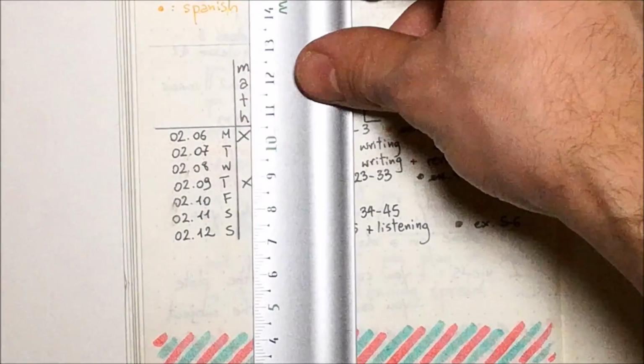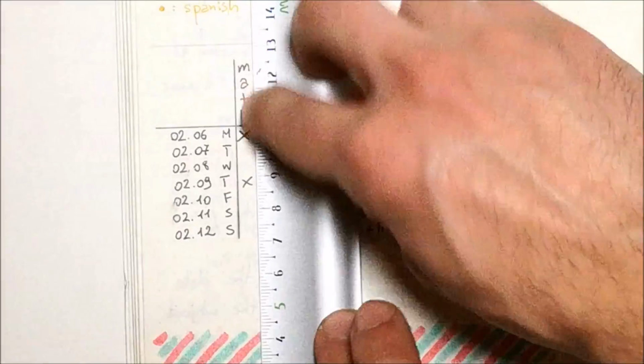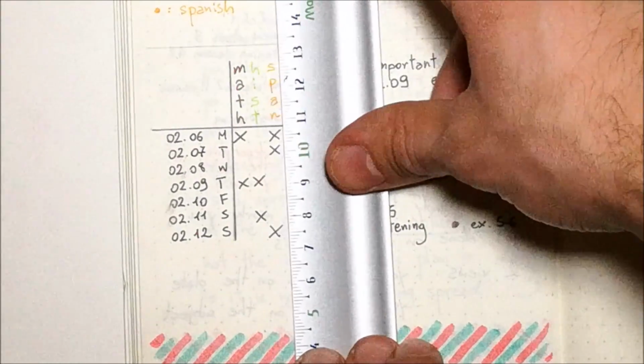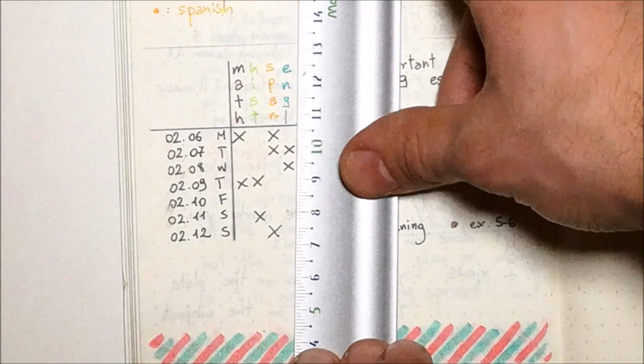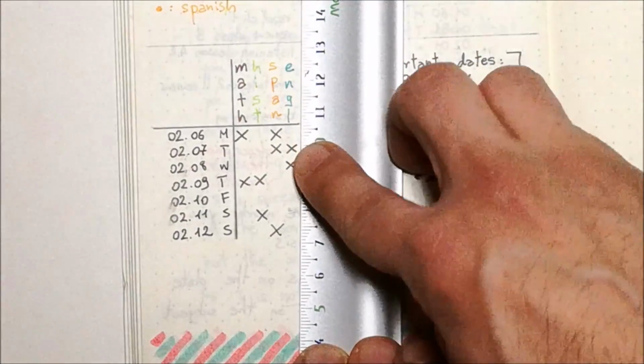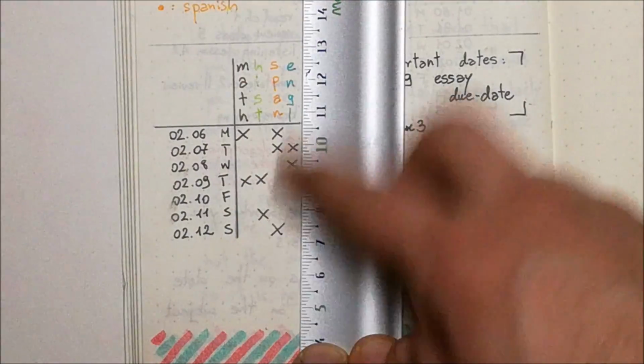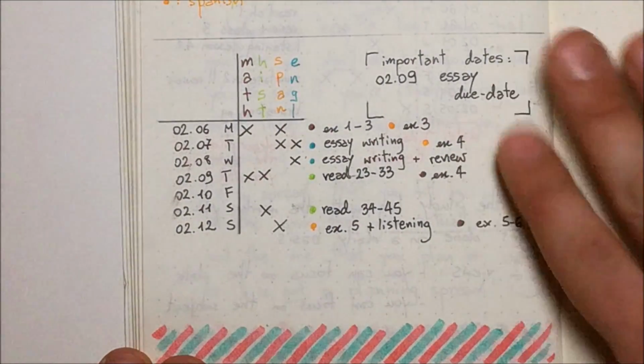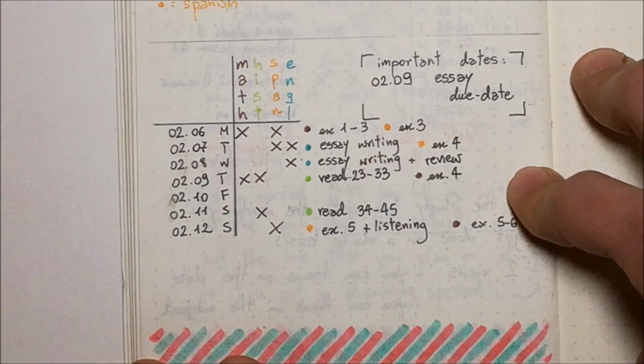or you can focus on the subject. In that case, you can see here that you studied math 2 times this week, and you studied history 2 times, Spanish 3 times, English only 2 times because you had the due date for the 9th, and so on. I hope this was clear. If this wasn't as clear, please leave that in a comment below.